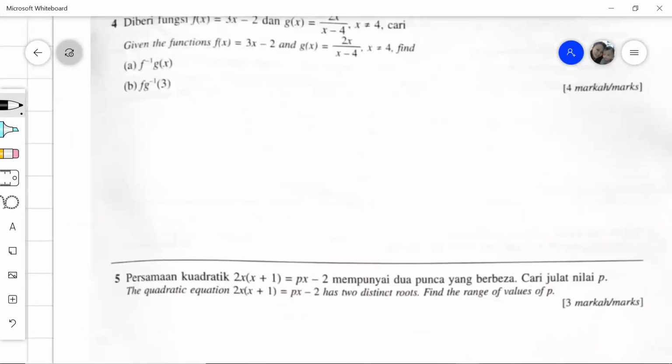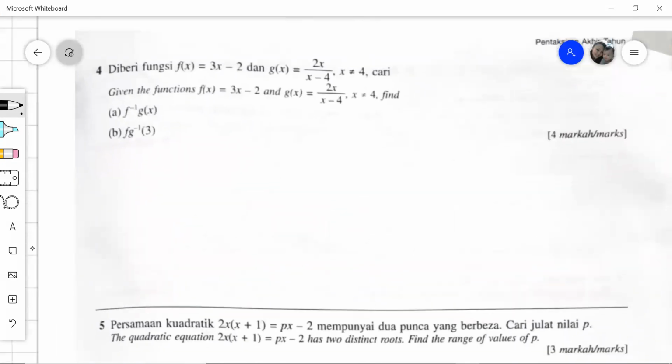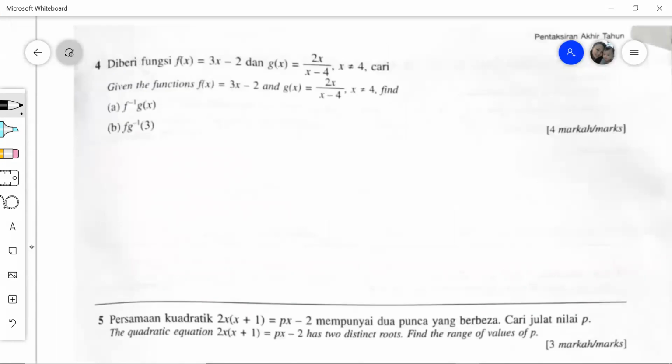Number 4. Given the function f(x) = 3x minus 2 and g(x) = 2x over x minus 4, always put on the condition so that this g(x) is defined. So your x can never be 4, so that the bottom can never be 0. So we need to find this.